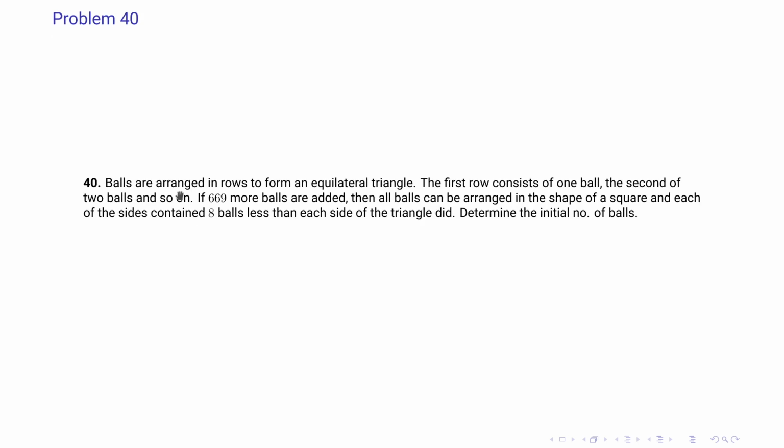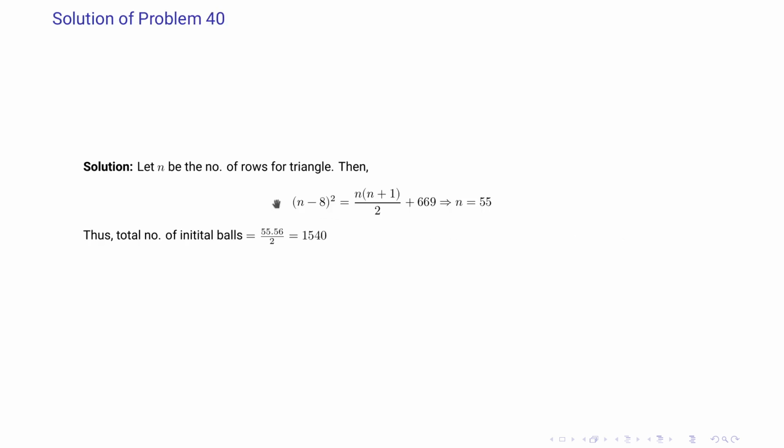Problem 40 says that balls are arranged in rows to form an equilateral triangle. The first row consists of one ball, the second of two balls, and so on. If 669 balls are added, then all balls can be arranged in the shape of a square, and each of the sides contained 8 balls less than each side of the triangle did. Determine the initial number of balls.